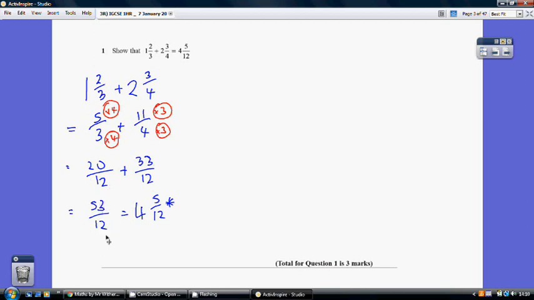And then finally I convert this improper fraction back into a mixed number. 12 4s are 48 with 5 bits remaining. So that's 4 5/12 as required.